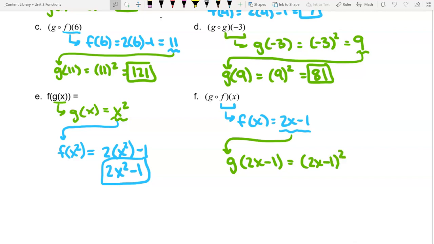Okay? So honestly, I will accept this. I'm going to box it. But just for Math Excel, I believe they're a little picky. So I'm going to show you what Math Excel is going to want you to do. It's going to want you to FOIL this.